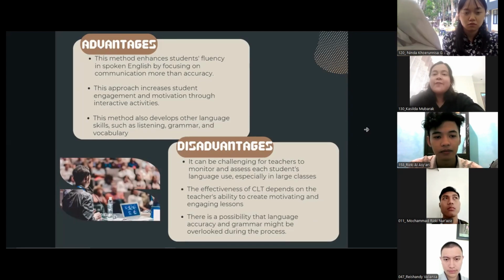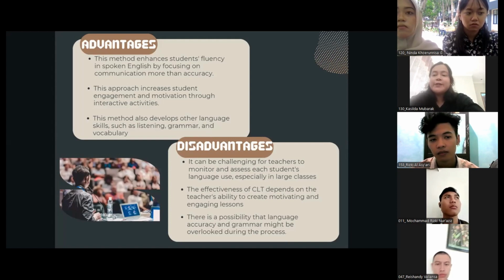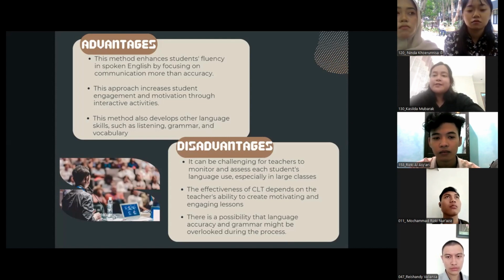The advantages: this method enhances students' fluency in spoken English by focusing on communication more than accuracy. It means helping students be more comfortable in speaking English rather than emphasizing perfect grammar and accuracy. The focus is encouraging students to communicate effectively and confidently.